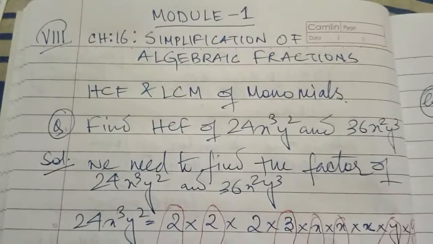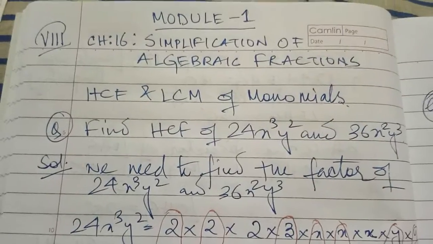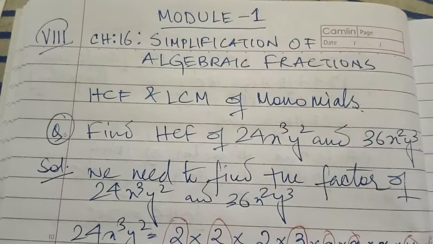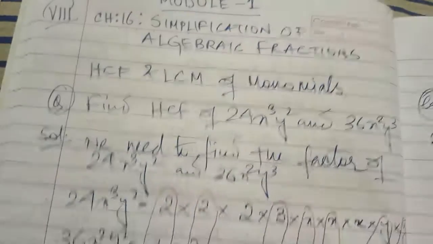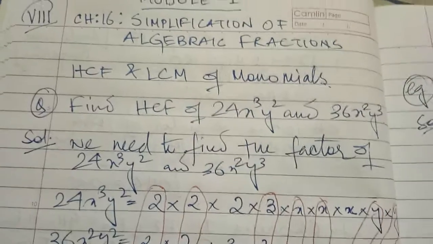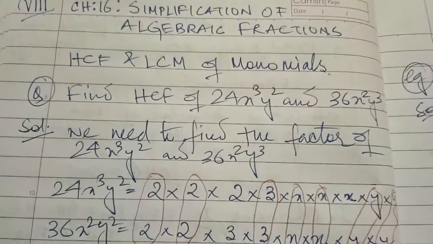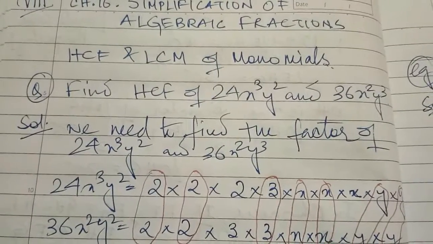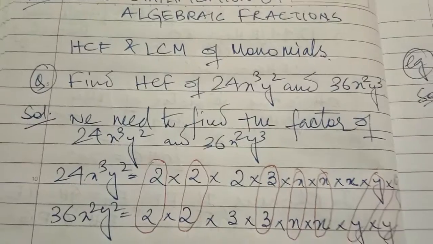Today for class 8, we'll start a new chapter, that is simplification of algebraic fractions. So from here, we'll start with module 1, and the next part we'll do in module 2. Today, first you understand, I think you know the concept of LCM and HCF. So here is the same concept. The concept is taking common.